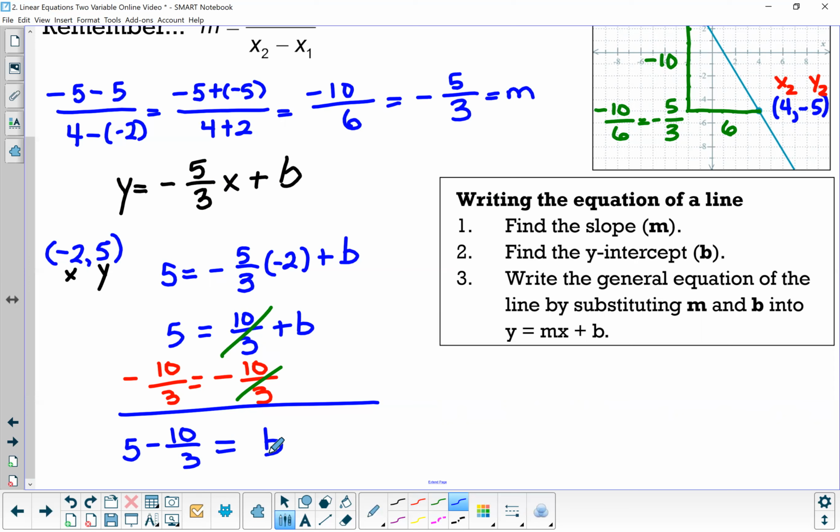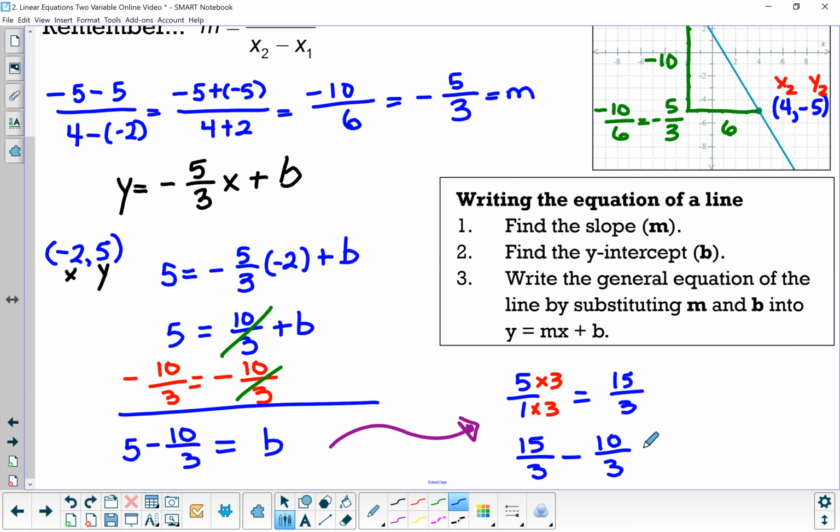All right, we do need a common denominator for the 5. So I'm going to show some work over here. If we make this into a fraction, we can say 5/1. But we want a denominator of 3, so I'm going to multiply by 3/3. So we get 15/3. So essentially, I want to do 15/3 minus 10/3, and that gives me 5/3 for our y-intercept.